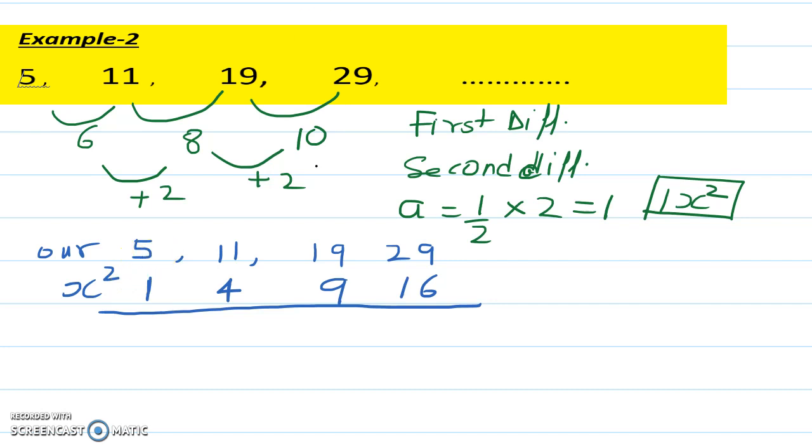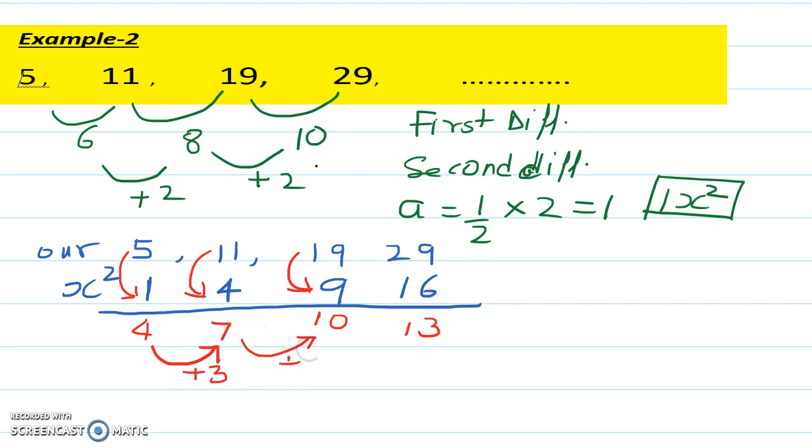So if you see here, from 5 take away 1, let's write down 4. 11 take away 4, that is 7, and 19 take away 9, that is 10, and this will be 13. Okay, so same question I'm asking again: what will you do to reach from here to here? Think about it. So yes, that's right, you will add plus 3 here. Here also plus 3 and here also plus 3. So we got plus 3, so B is plus 3.